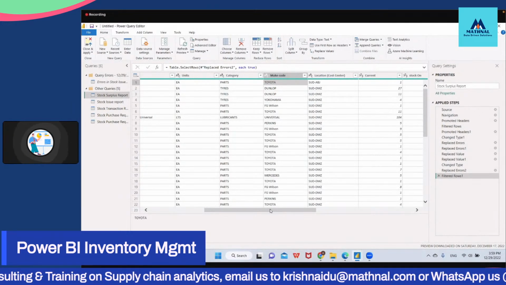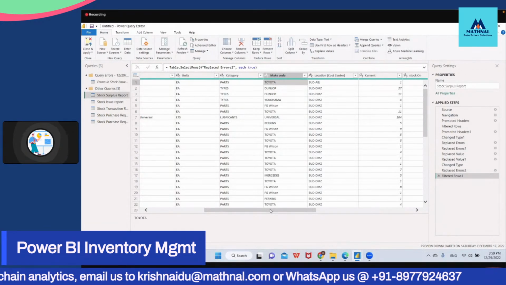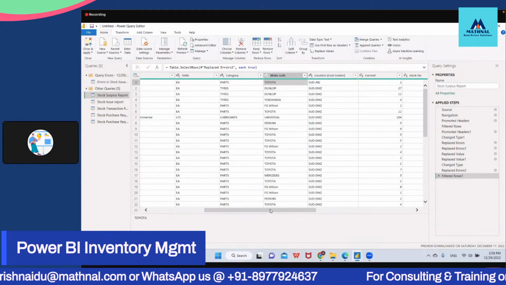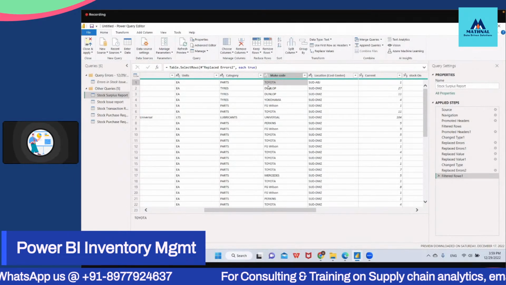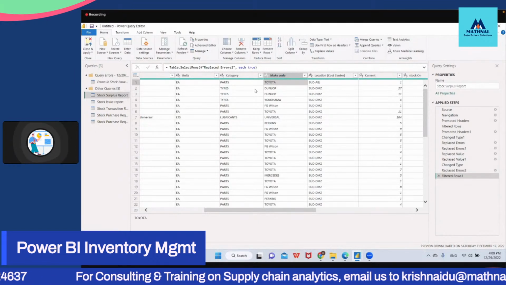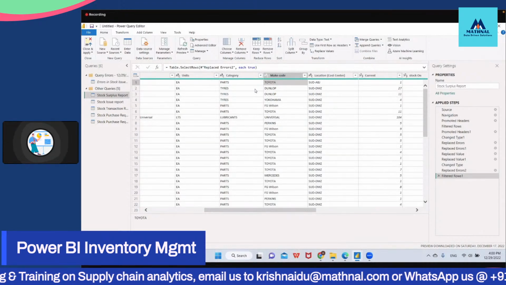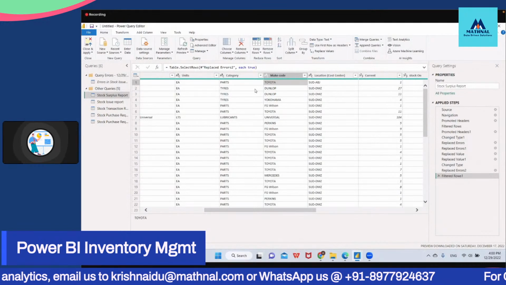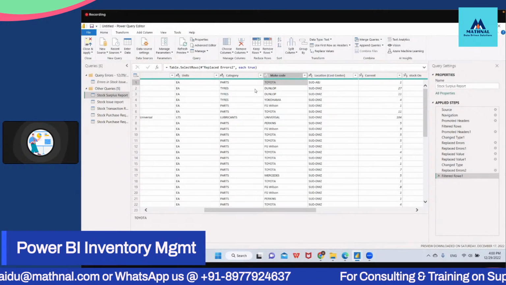What is cost center? The cost center is the organization who is going to bear the cost of this particular part. Maker means, suppose the maker is Toyota. Toyota is a maker. So we are buying a part which is manufactured by Toyota from the supplier.